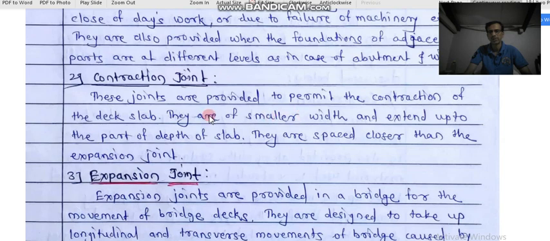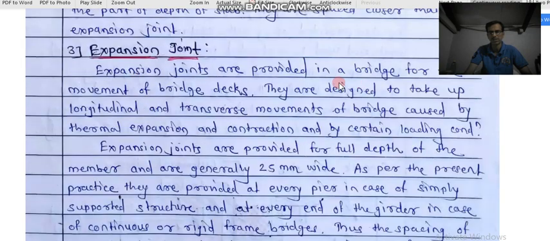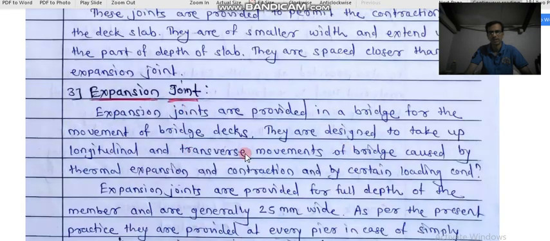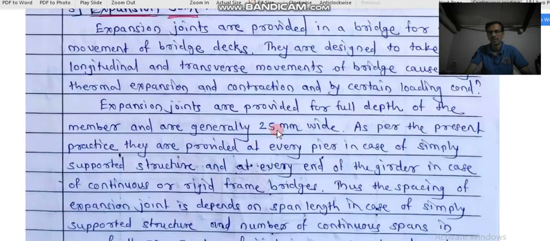Contraction joints are of smaller width as compared to expansion joints, and they are not provided up to the full depth of the slab, but only at part of the depth of the slab. And the last one is the expansion joint, which is very important. They are designed to take longitudinal and transverse movement of the bridge caused by thermal expansion and contraction, and they are generally of 25 mm width, and they are provided at simply supported structures and also for continuous bridges.